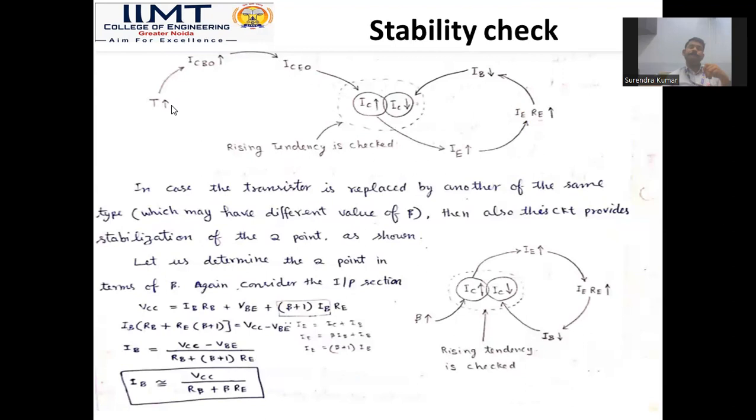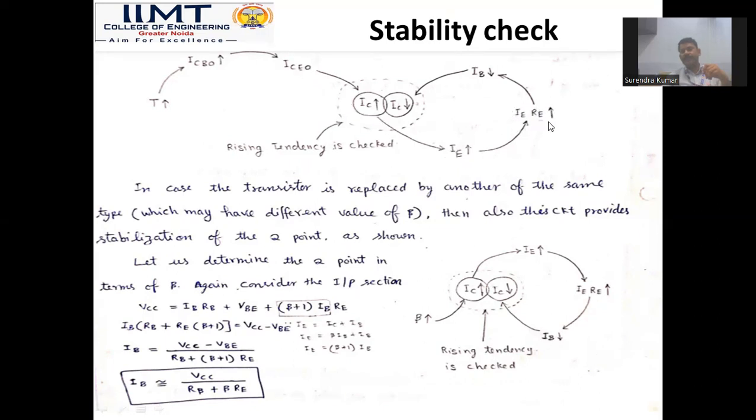Say the temperature is going to increase. That will affect ICBO, which is the leakage current. Definitely it will go high, and this will increase the leakage current in the common emitter configuration, which is ICBO. And ICBO is a part of collector current, so our collector current will also increase. This collector current and emitter current are almost equal, with a very minor change. So here IE and RE will also increase.